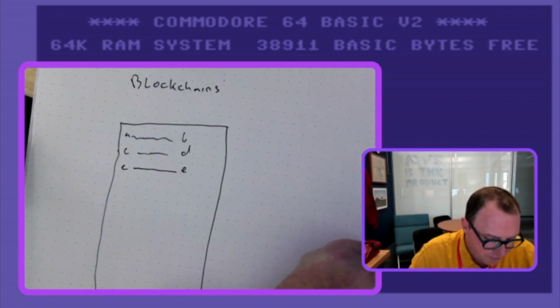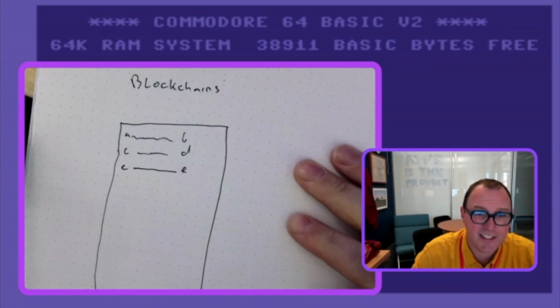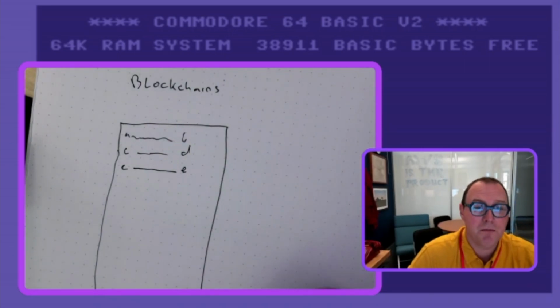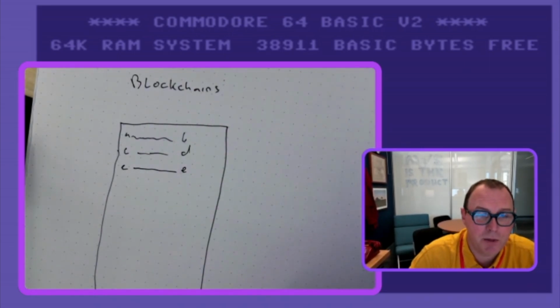And having a consistent list of transactions is actually a famously hard, old problem in computer science, or even predating computer science.